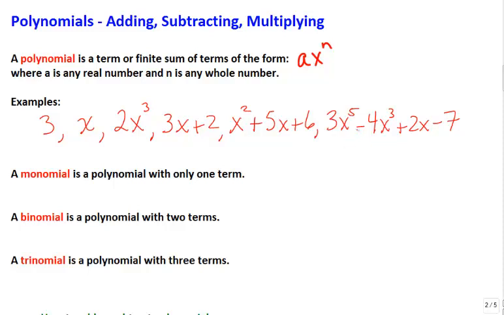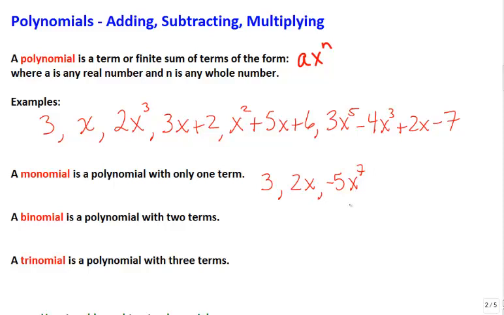Now, a monomial is a polynomial with just a single term. So this could just be a single constant, like 3. It could be a single term like 2x, or it could be a single term like negative 5x to the 7th. Okay, those all have only one single term.